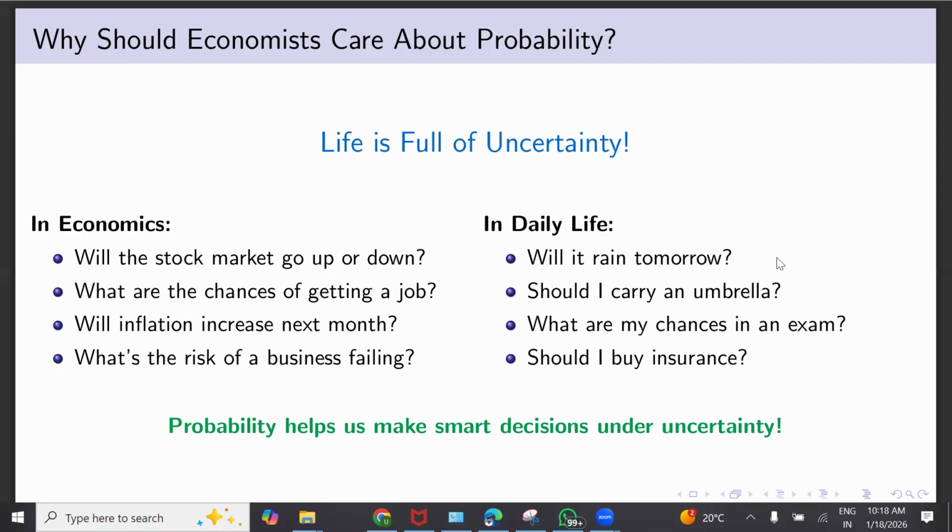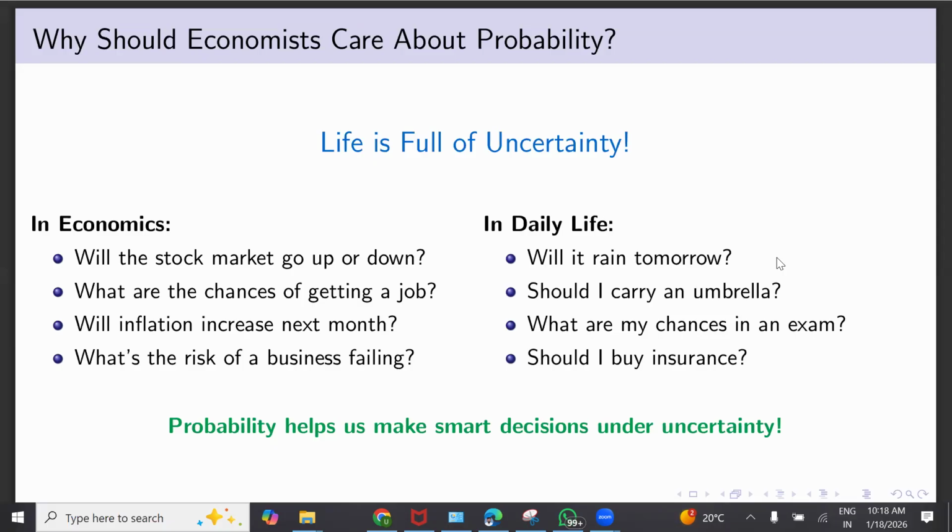And in daily life, we ask: will it rain tomorrow? Should I carry an umbrella? What are my chances in an exam? Should I buy insurance? All these questions usually come to our mind, consciously or unconsciously, and we try to seek answers to them. So probability helps us make smart decisions under uncertainty.